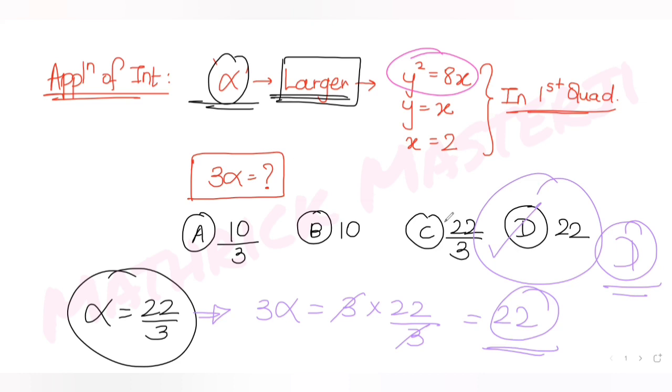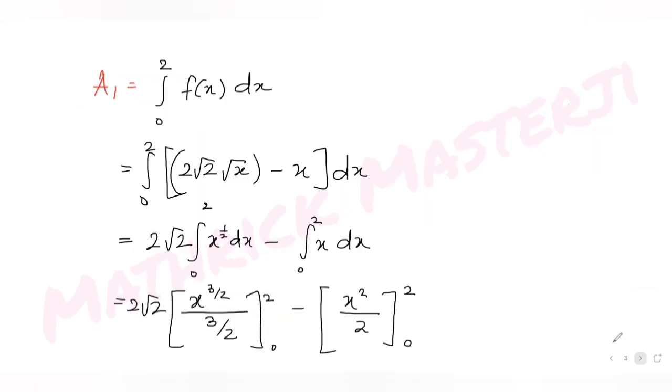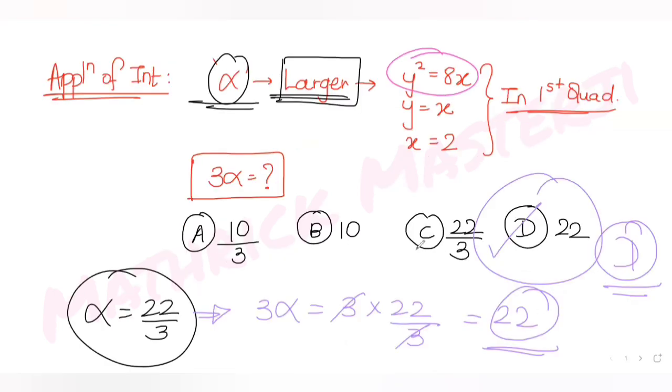I hope you have understood how to solve this type of questions. So first we figured out the points of intersection of the parabola with the line. I got the points of intersection, then we just found the area of the two regions A1 and A2. A1 came out to become 10 over 3, A2 came out to become 22 over 3. Out of them, A2 was the greater region area, so that becomes the value of alpha.